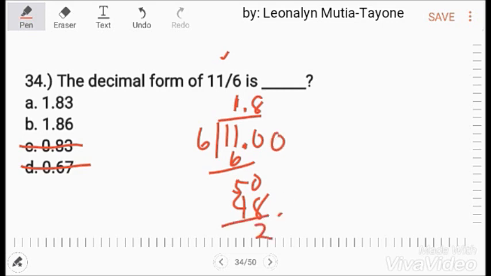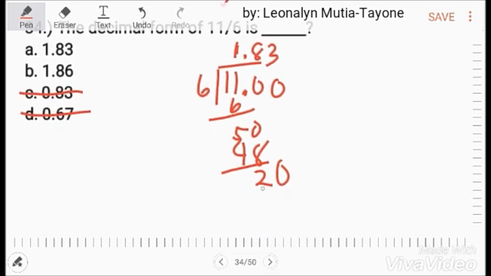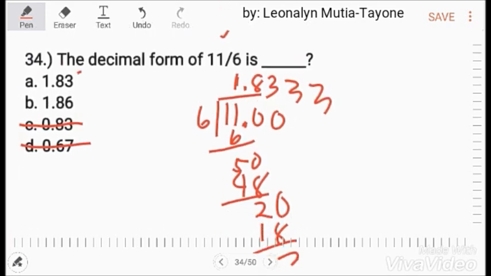2. Mag-bring down ka ulit ng 0. Ilang 6 ba dito sa 20? There are 3. At never-ending na yan na 3. So, the answer is letter A, 1.83.